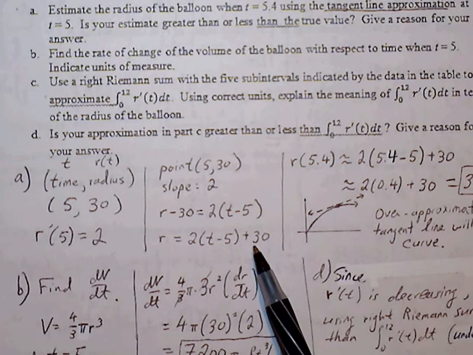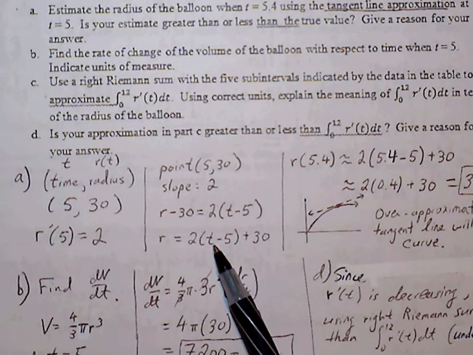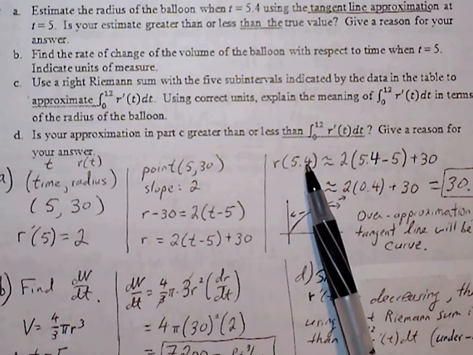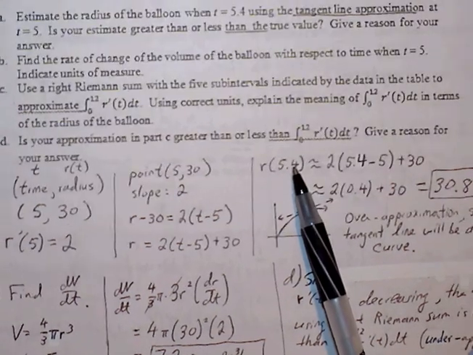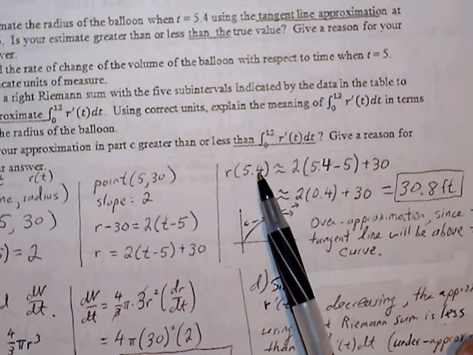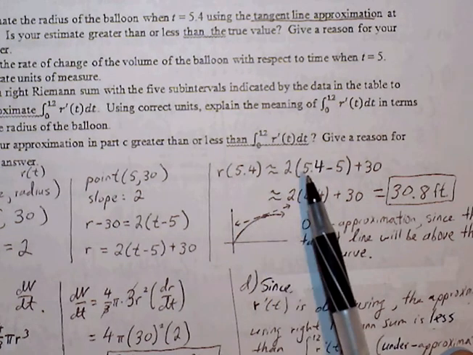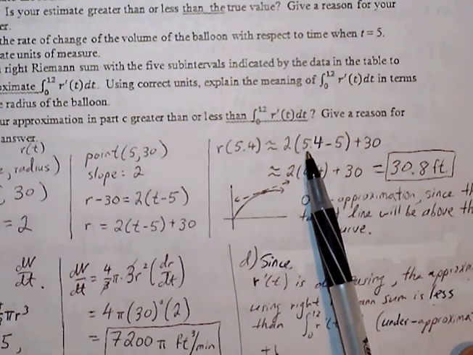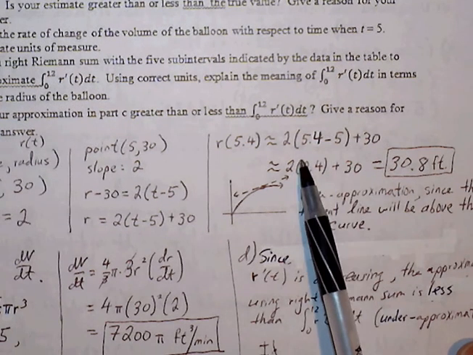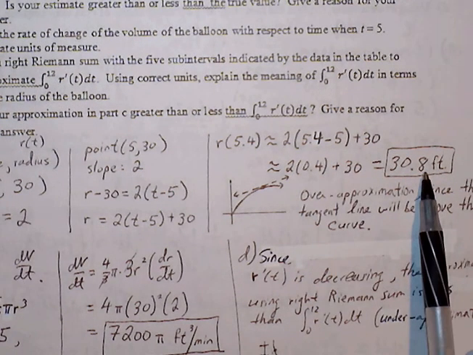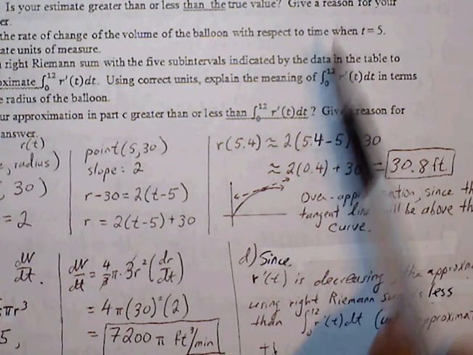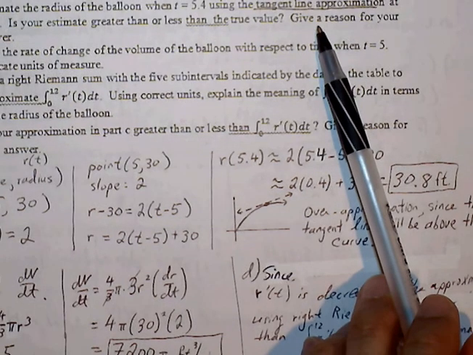And if we want to find the tangent line approximation, we simply plug our decimal value into our tangent line equation. We're trying to estimate what the radius is going to be when t is equal to 5.4. So plug in 5.4: 5.4 minus 5 is 0.4, times 2 is 0.8, plus 30 is 30.8. Okay. Now, it says, is your estimate greater than or less than the true value?